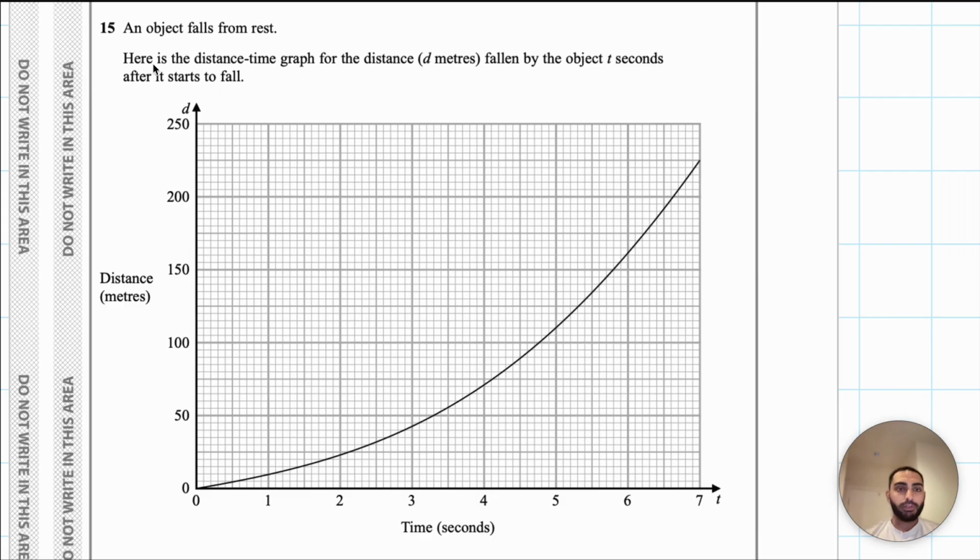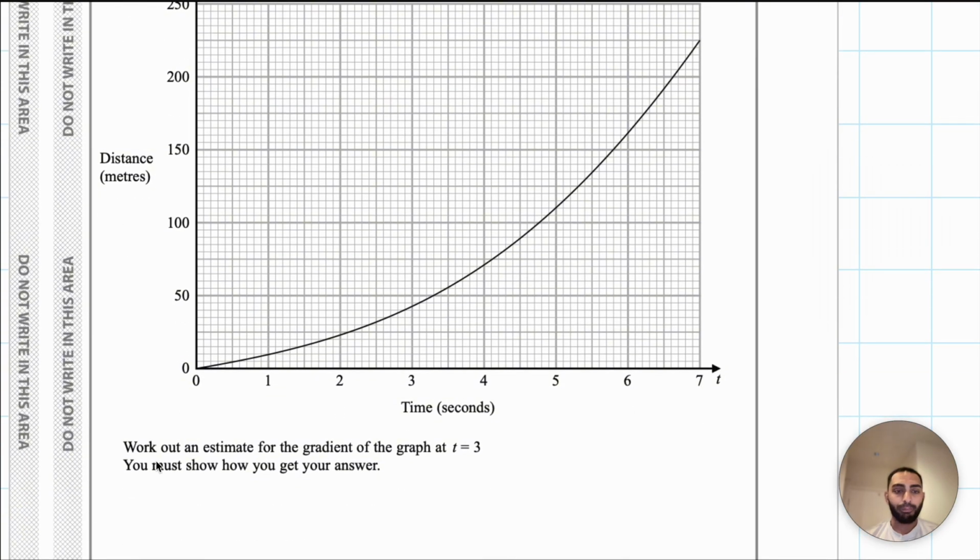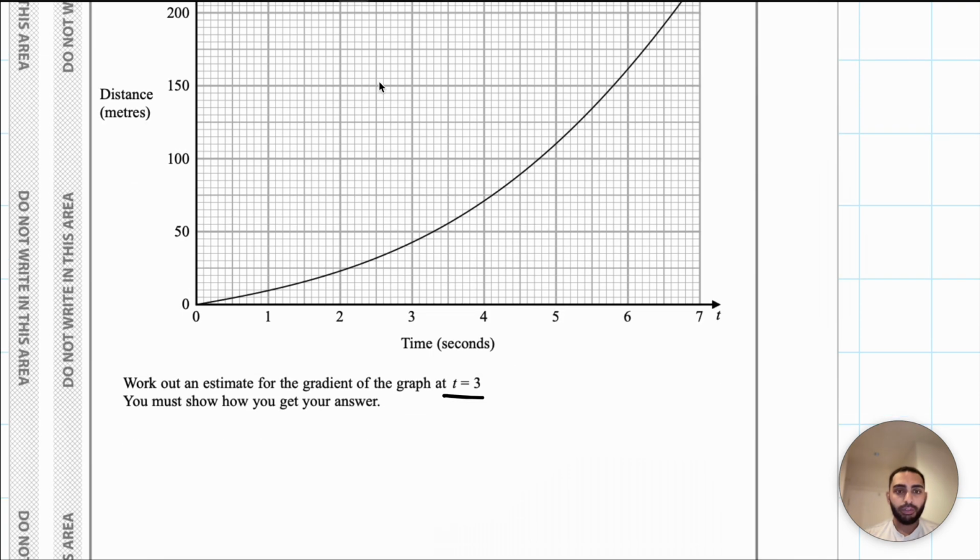Question 15. An object falls from rest. Here is the distance time graph for the distance fallen by the object t seconds after it starts to fall. Work out an estimate for the gradient of the graph at t equals 3. Show how you get your answer. First thing I need to do is draw a line, and it's going to touch the graph just at t equals 3. So it's going to look something like this. It's just touching at t equals 3.